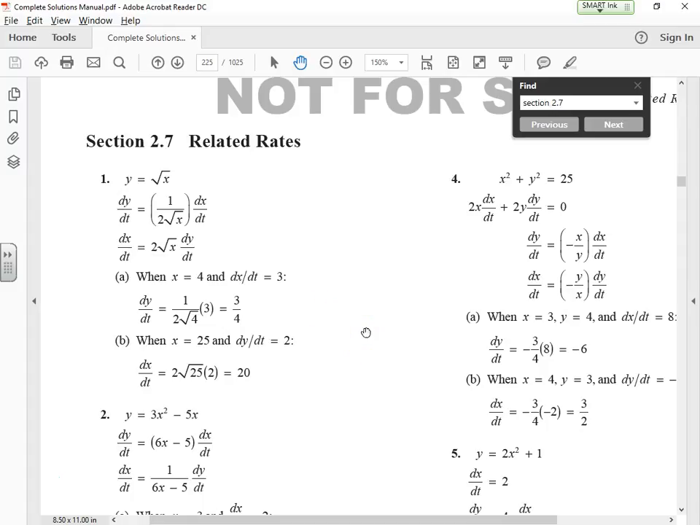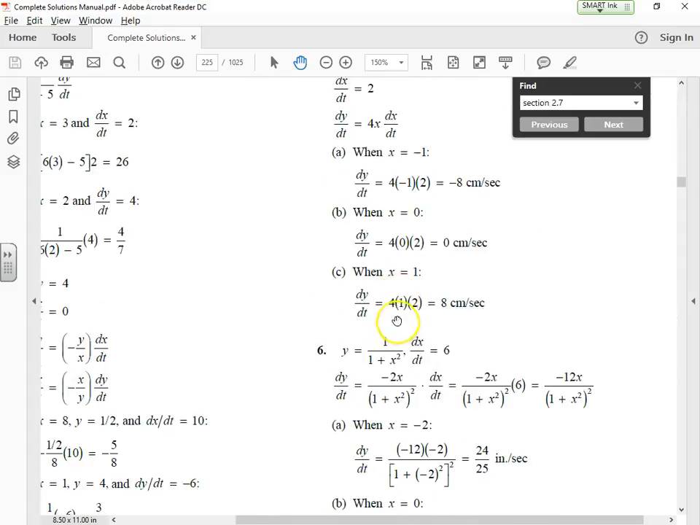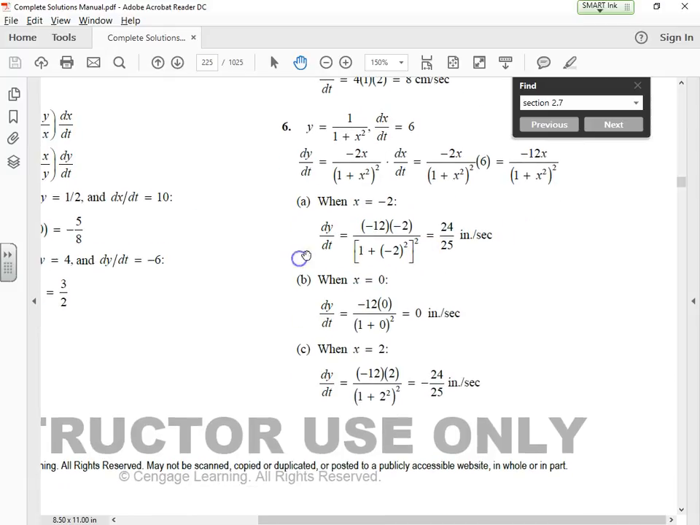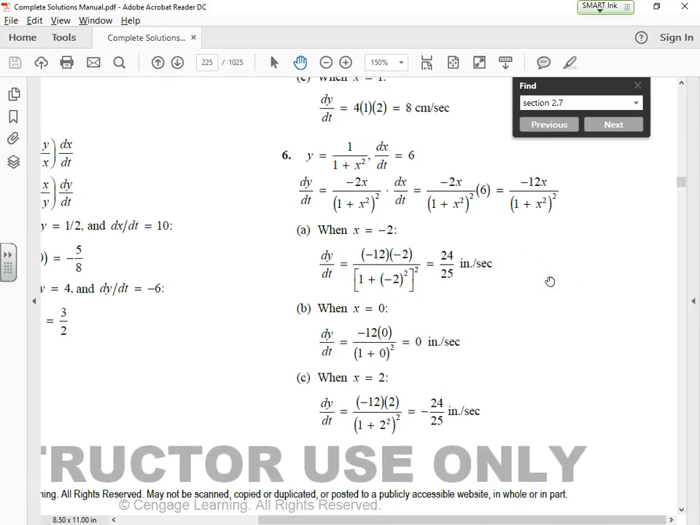All right, what's our first even? 6. So if you wanted to, you could access the video online and pause it here and then check all the steps. Or just take pictures, you lazy bums. All right, final answer for A, 24 over 25 inches per second. B, 0 inches per second. C, negative 24 over 25 inches per second.